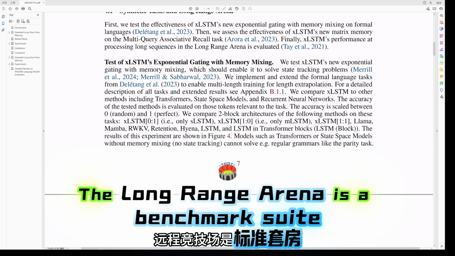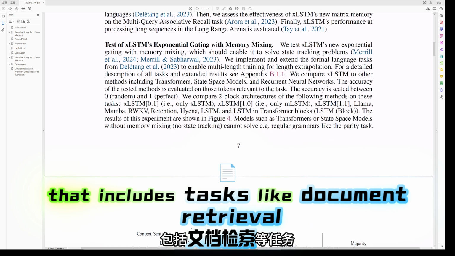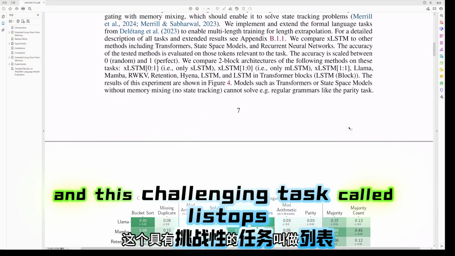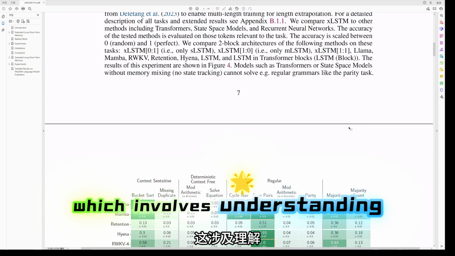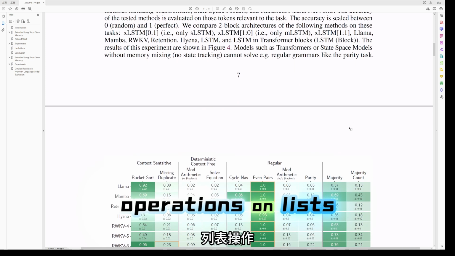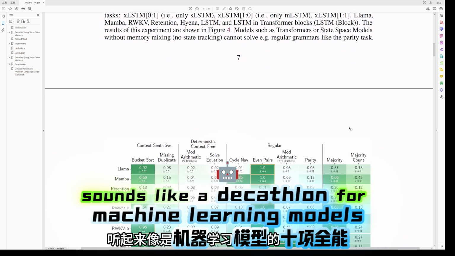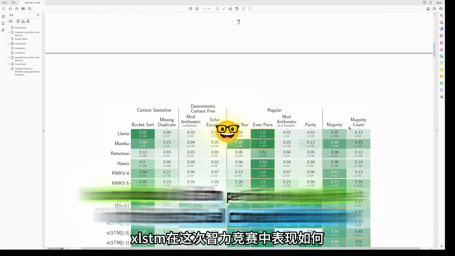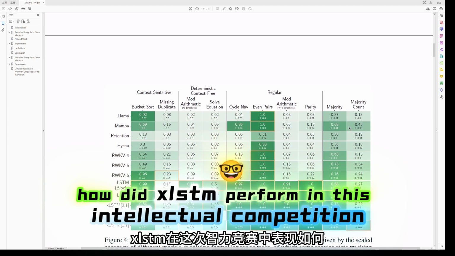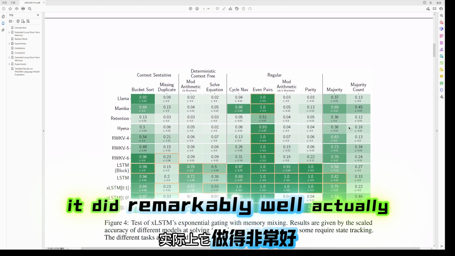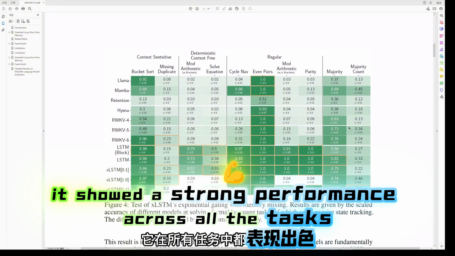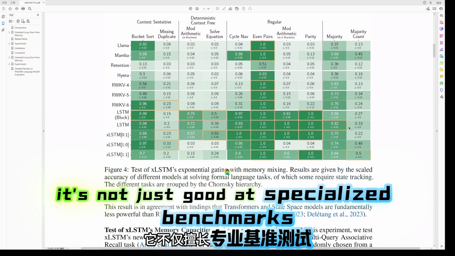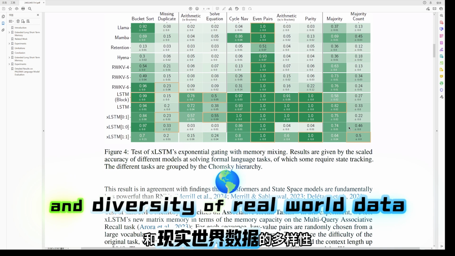You read my mind. The long-range arena is a benchmark suite that includes tasks like document retrieval, image classification, and this challenging task called ListOps, which involves understanding and executing sequences of math operations on lists. Sounds like a decathlon for machine learning models, testing their skills across different disciplines. How did xLSTM perform in this intellectual competition? It did remarkably well, actually. It showed strong performance across all the tasks in the long-range arena, which suggests that it's not just good at specialized benchmarks, it can handle the complexity and diversity of real-world data.